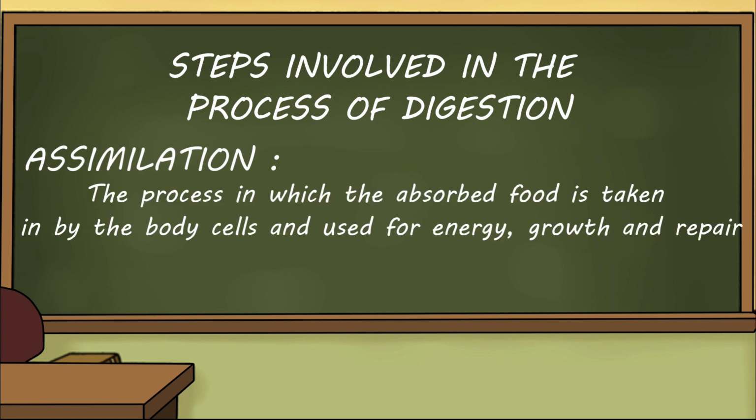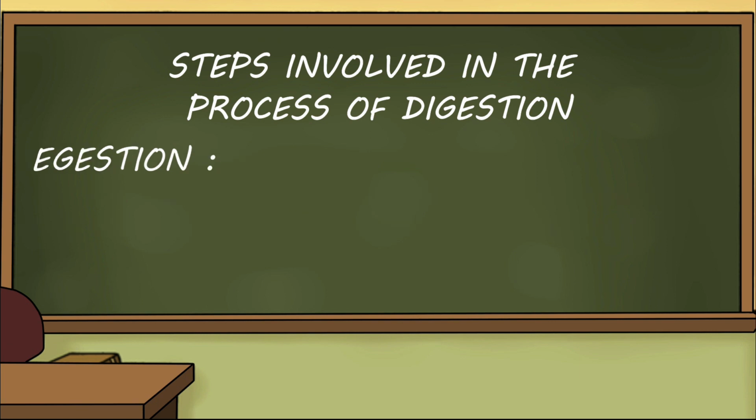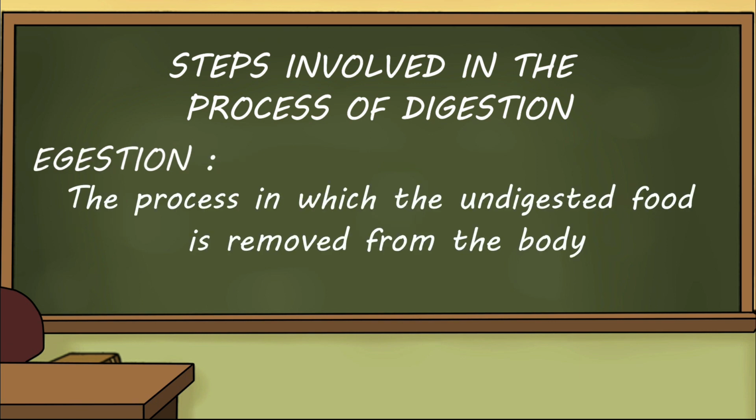Assimilation. The process in which the absorbed food is taken in by the body cells and used for energy, growth, and repair is called assimilation. Egestion. The process in which the undigested food is removed from the body is called egestion.